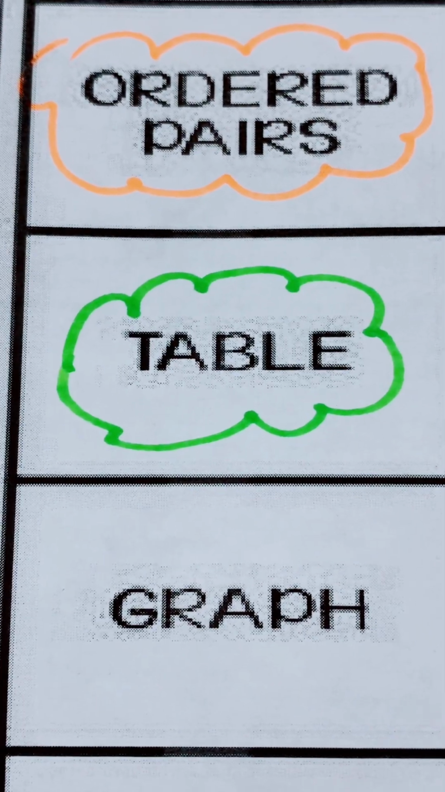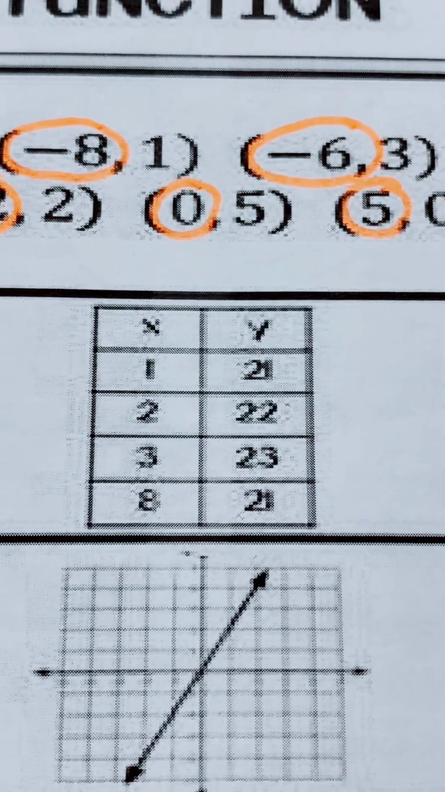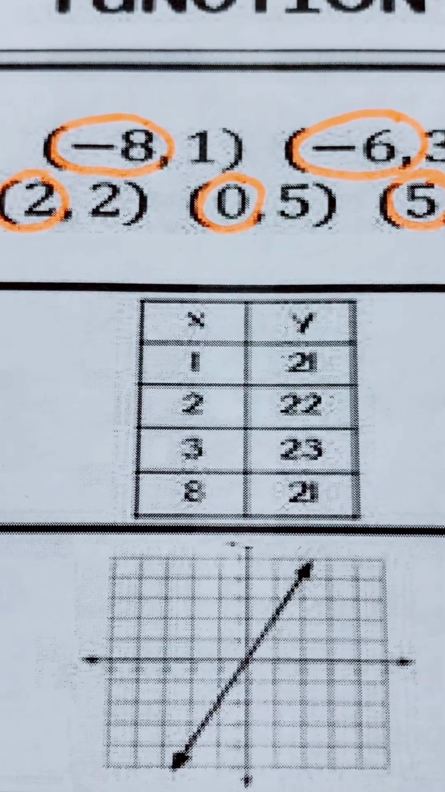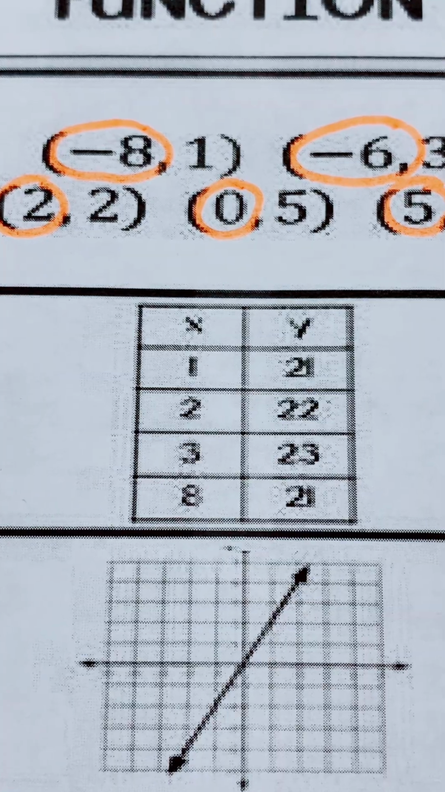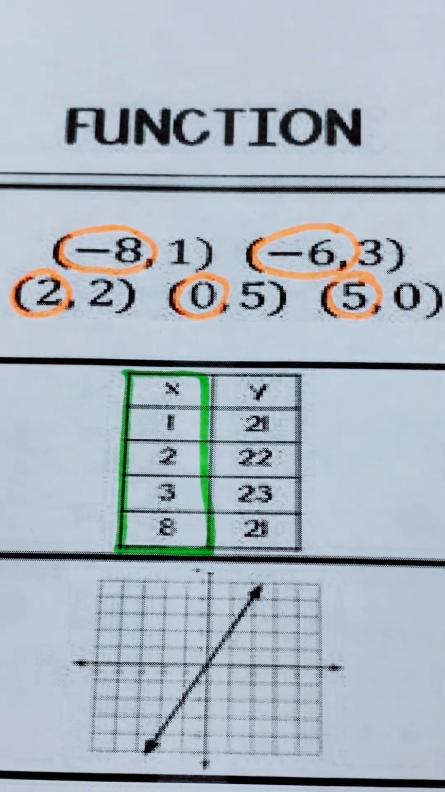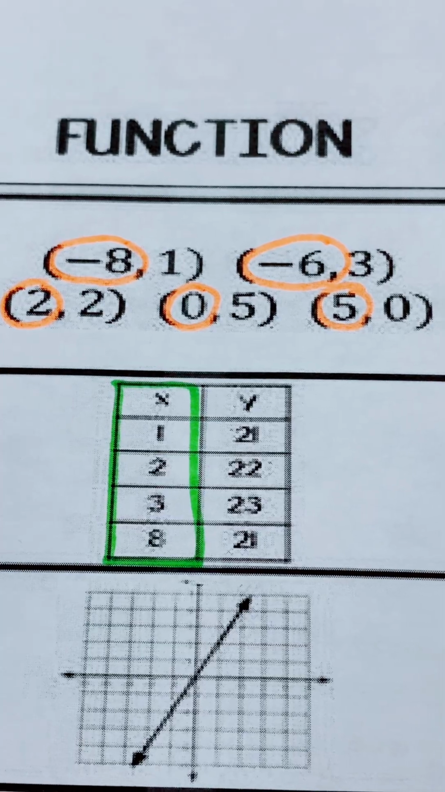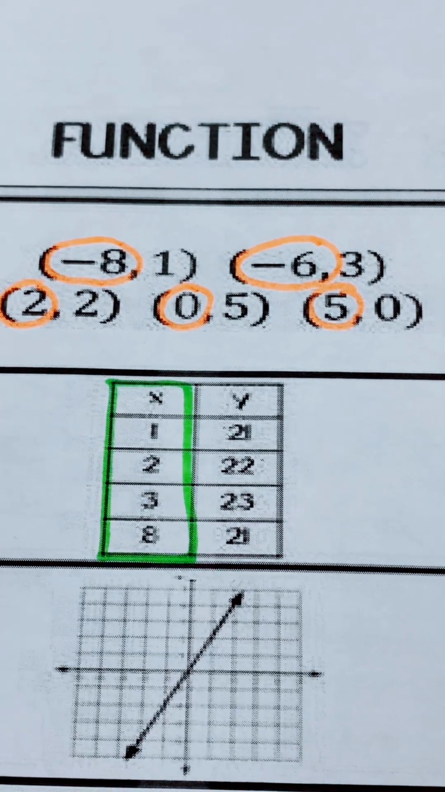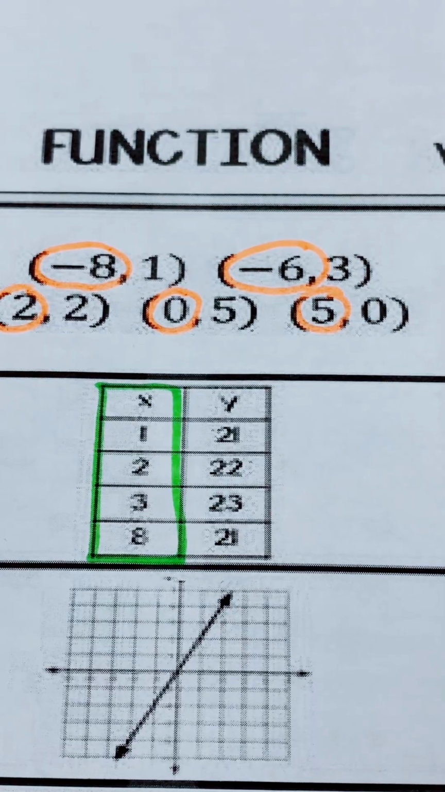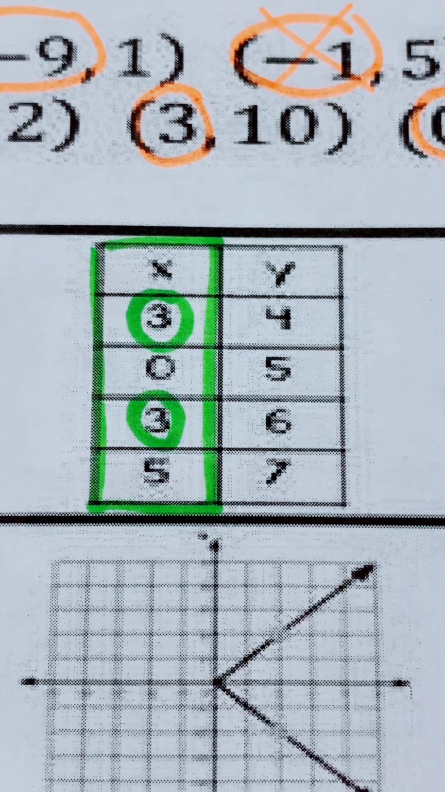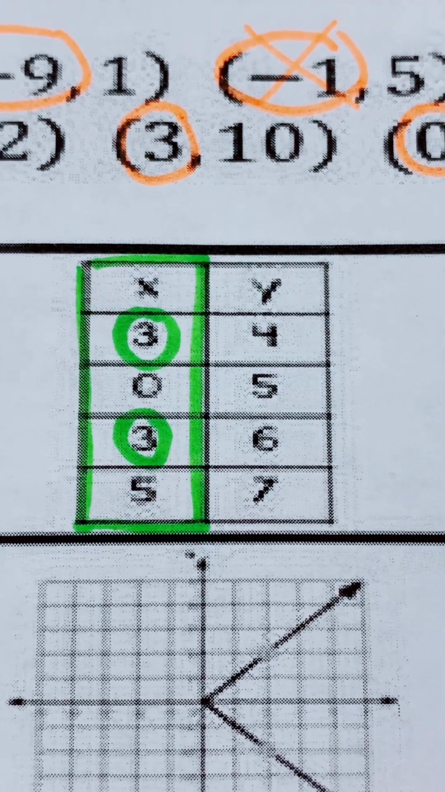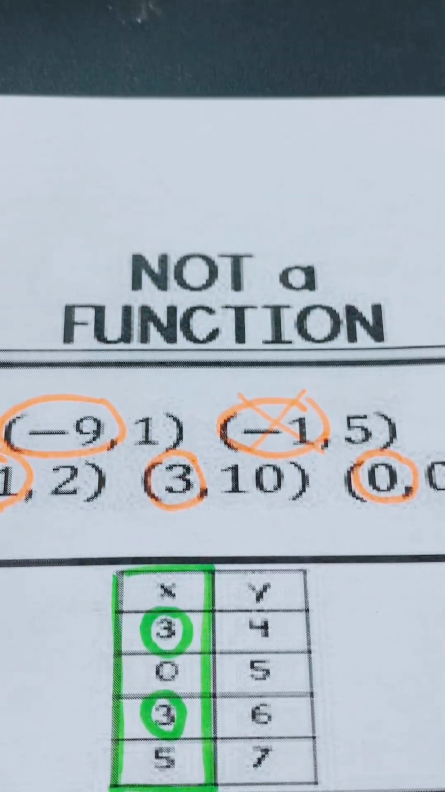What does this mean for a table? Well, looking at a table, we need to look at the x values. In this table, all the x values are different, so that means this table represents a function. In this table, you can see that 3 has been repeated. So that means this table, not a function.